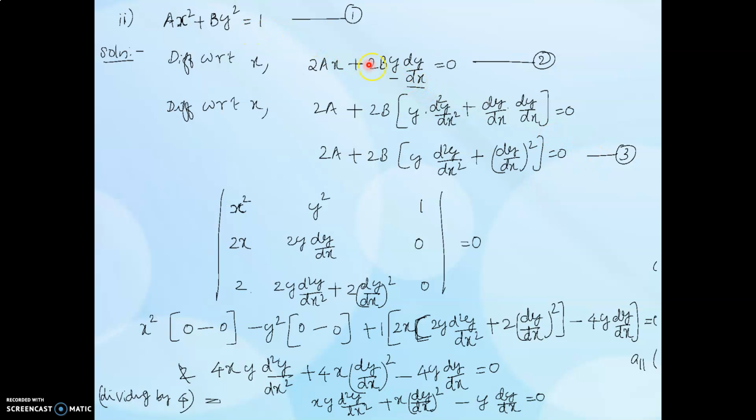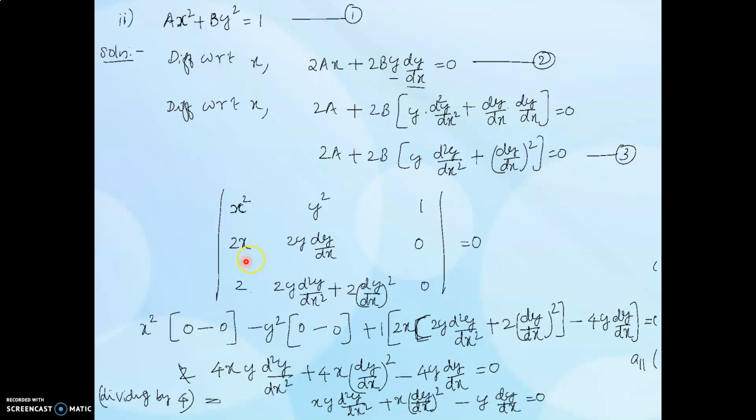Now we have 3 equations and 2 unknowns. So by determinant method we can solve this one. So coefficients of a and b we are taking here. So here x square, y square, and this constant is 1. Here it is 2x, 2y dy upon dx, 0, and here it is 2y d square y upon dx square plus 2 dy upon dx whole square, 0 is equal to 0.